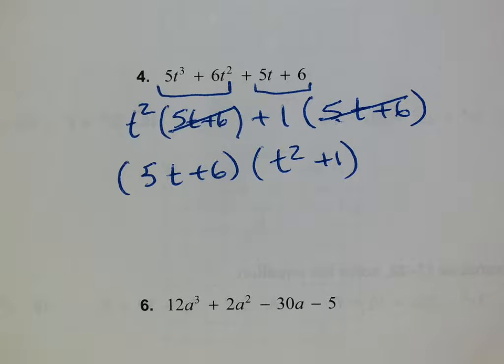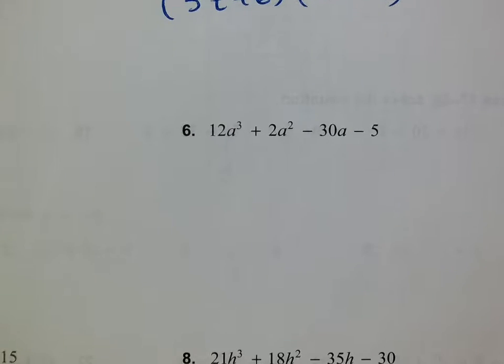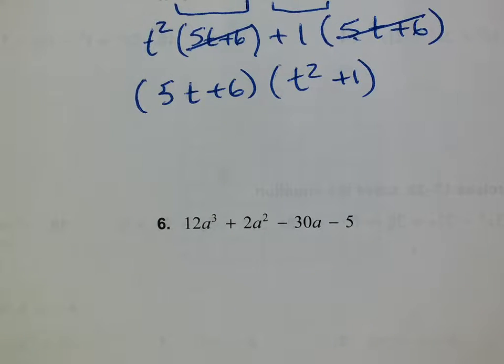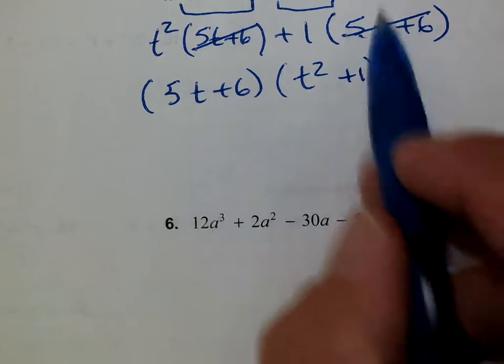Okay. Let's do another. Let's do number 6. 6 is a little bit easier. Am I going too fast? No. Yeah. How do we check if we're right? So if you check it, you've just got to FOIL it, right?